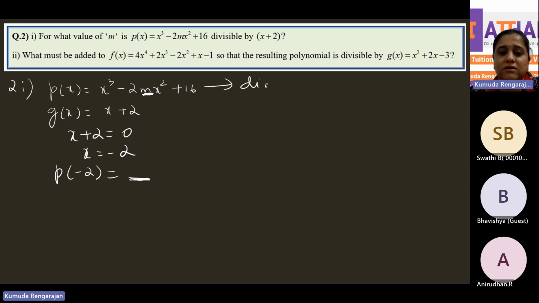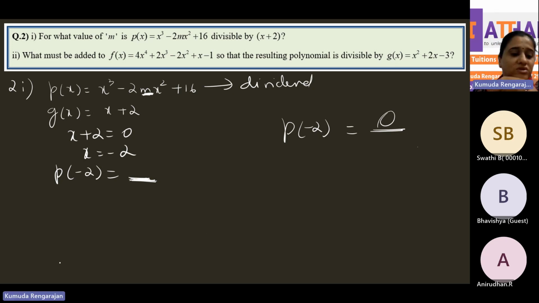In the dividend polynomial, when you use x as minus 2, you will get the remainder. P of minus 2 will give you the remainder. The remainder is 0. Why is the remainder 0? Because it should be divisible. So this is the equation.